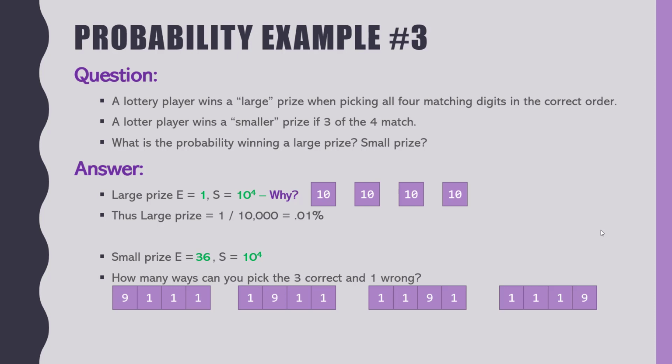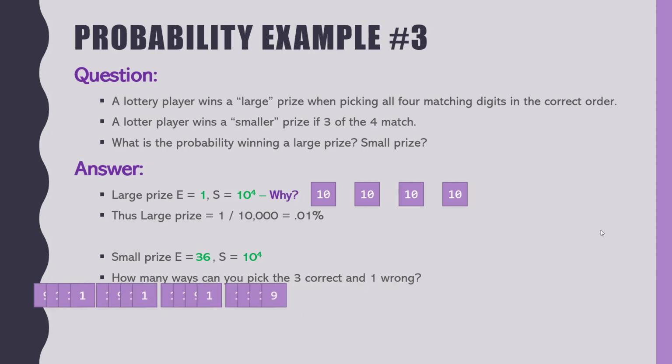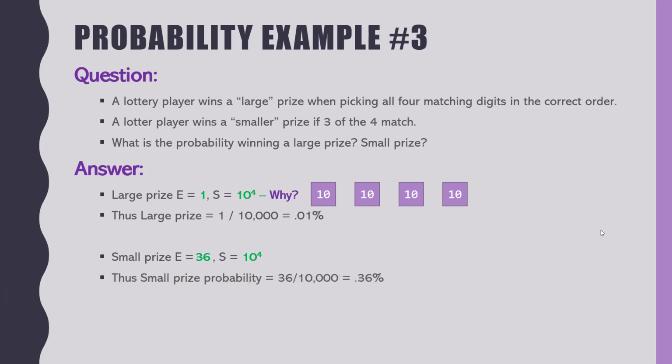So our final answer is 36 divided by 10 to the fourth, which makes sense that there's a little bit higher probability that you can get 3 right and 1 wrong versus getting all 4 of them correct, right? So when you calculate everything out, you end up with about 0.36%. Not 36%, right? 0.36%. How we feel about that one?